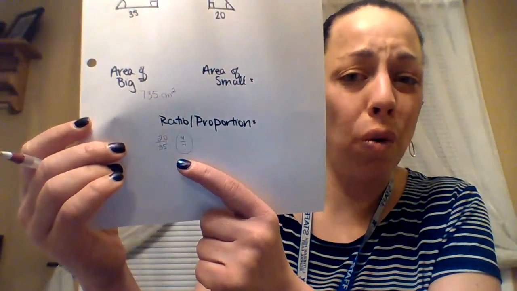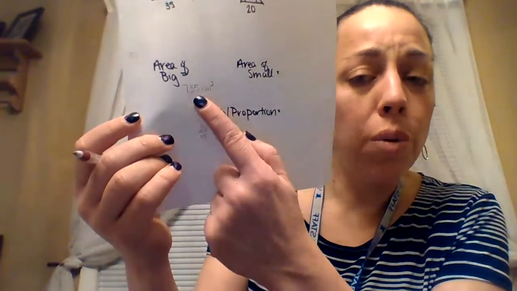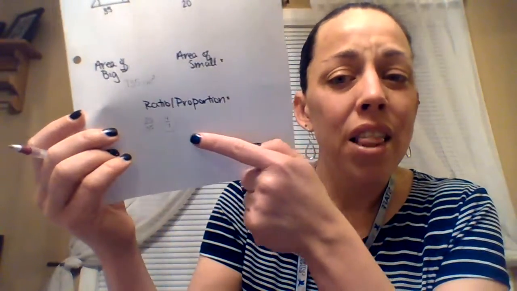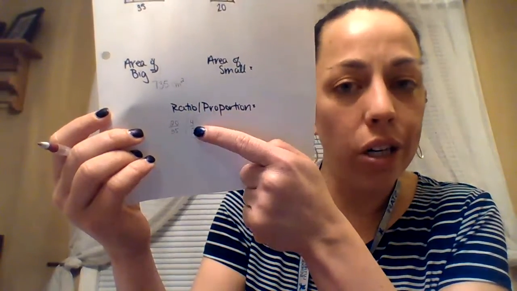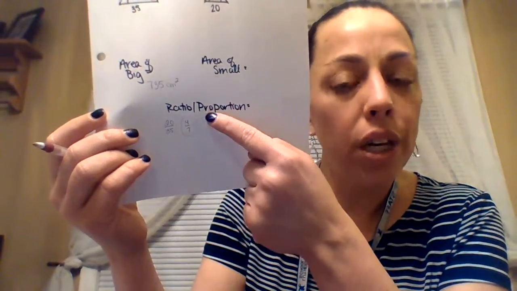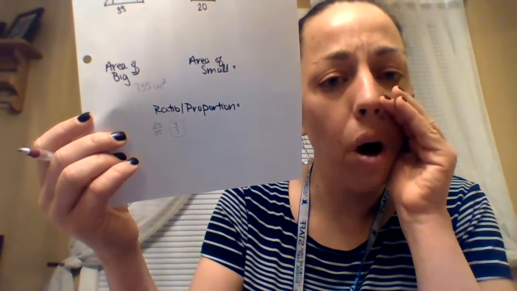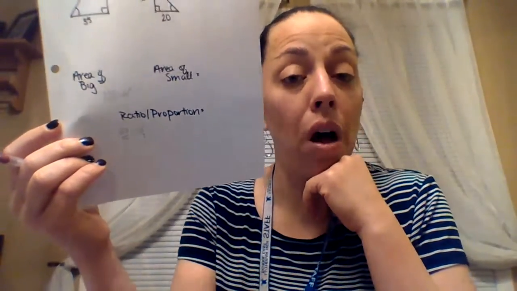And guys, you're right, 20/35 can be reduced. 20 and 35 are both factors of 5, and so we would get 4/7. So the ratio proportion I would like you to think about is 4/7. So would you agree 735 is the area of my big? That means I want the small fraction to get the small area. Do you think I want to use 4/7 or 7/4? Which one is smaller than 1? Oh yeah, 4/7 is smaller than 1.